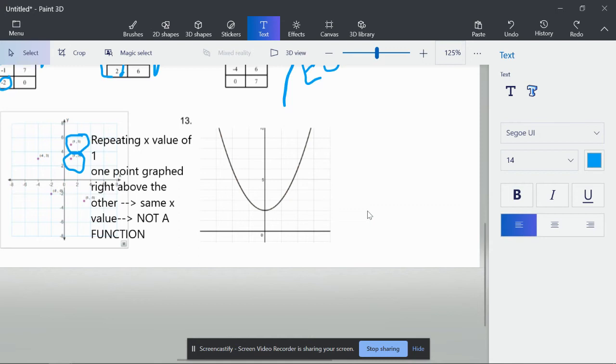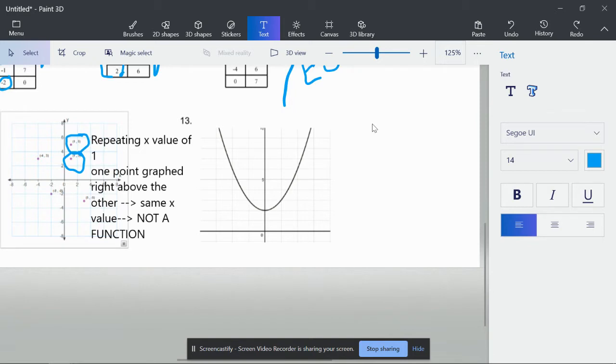Okay, so this video is picking up where I got cut off in our last video. So we're looking at our graphs, remember? We had looked at number 10, talking about how since these 2 points are graphed right above each other, that means that they have the same x value, which means there's a repeating x value of positive 1, sorry. That means that it's not a function.